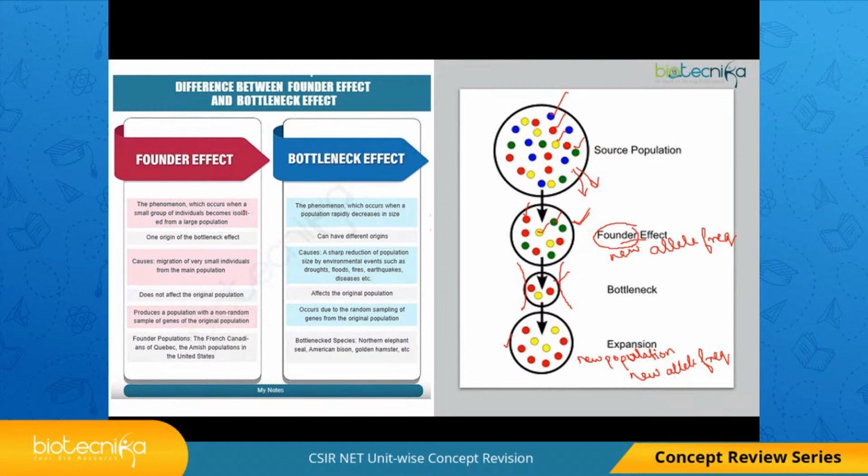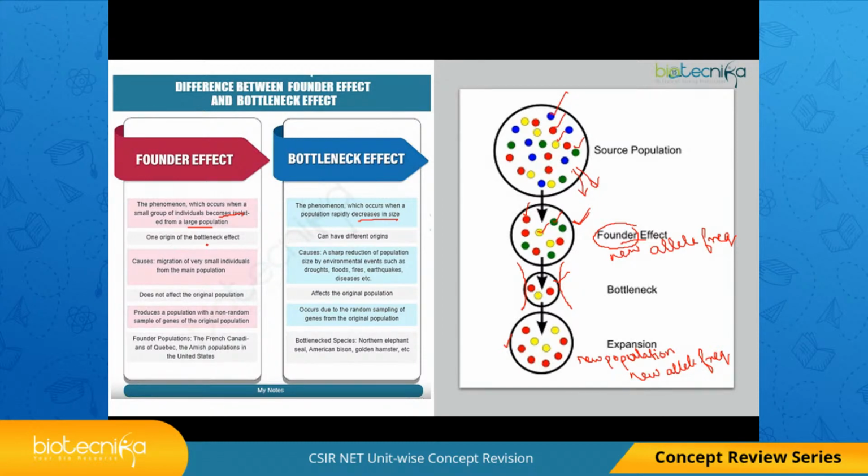The phenomenon which occurs when a small group of individuals become isolated from a large population, and bottleneck effect is the phenomenon which occurs when a population rapidly decreases in size. These are the keywords. There is a decrease in size for bottleneck. From here, they become isolated from a large population. These are the keywords. So in a statement, when they give you, you have to look for the keywords to understand.